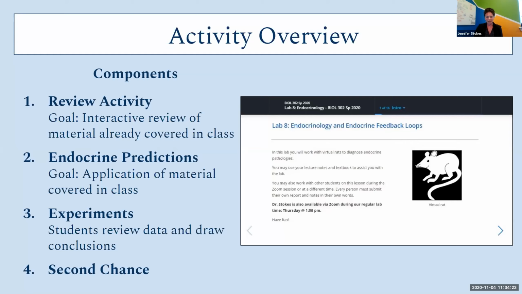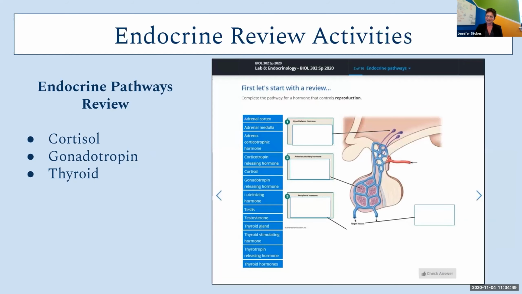And then we've got our experiments. So here students are going to be reviewing data that's presented to them, and then they're going to be able to draw some conclusions and more importantly, in my opinion, defend those conclusions and their hypotheses. And then we like to give them a second chance. So here they get to review the data again, review any additional feedback, and maybe try or adjust their conclusions as necessary. So here's an example of the review activities in this particular lesson. We only focused on 3 particular pathways because these particular pathways are what are coming up in the experiments.